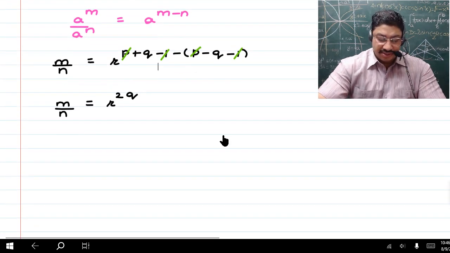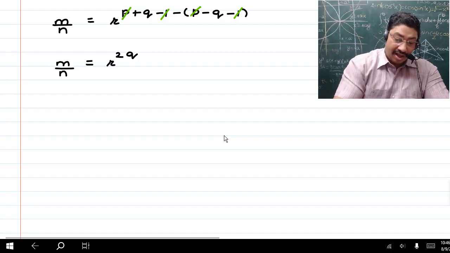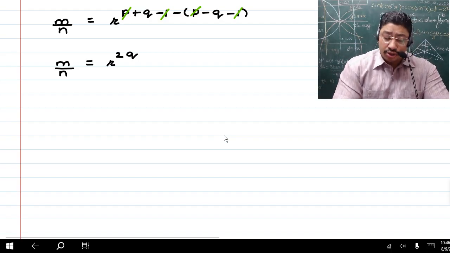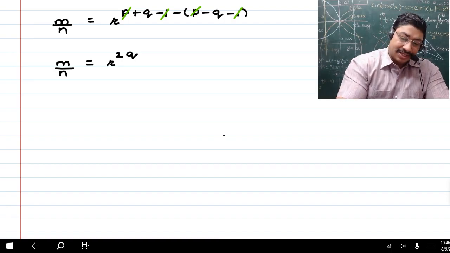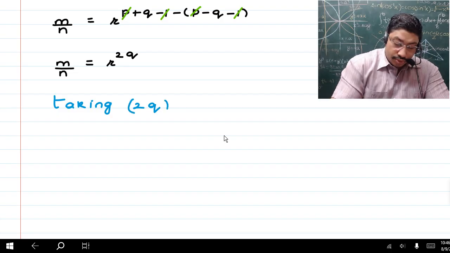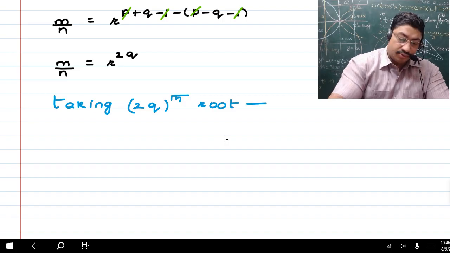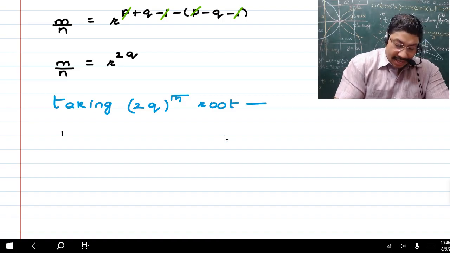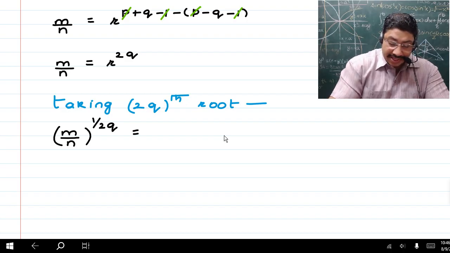So next, children, after this, if we are to find the value of r, what we do is we take the 2qth root of both the sides. So this is what we are going to eventually write, that is, taking 2qth root, right? So if we do so, next we'll get here m upon n, whole raised to the power 1 upon 2q, and on the right hand side we will get r raised to the power 2q, which is already there, and it will be raised to 1 upon 2q.